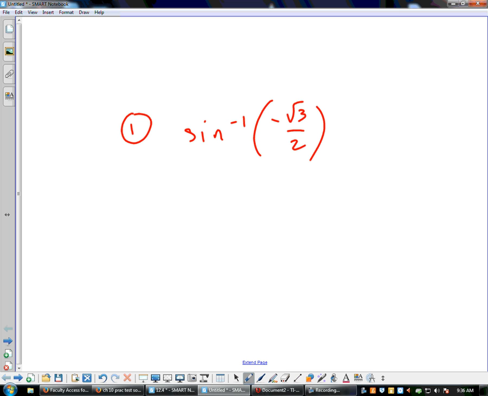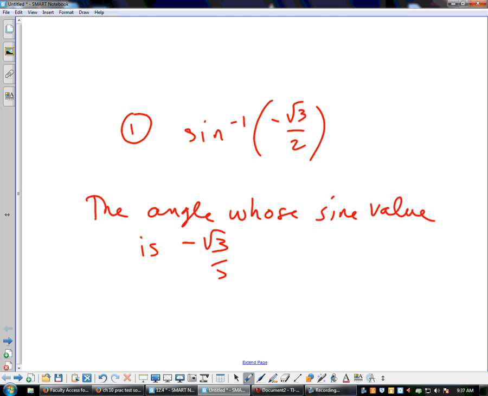What does this mean? All right, so on the practice test, and possibly on the real test, there will be a question for you to translate what this means. The translation is: the angle whose sine value is negative square root of 3 over 2. So this is the translation of what this means.